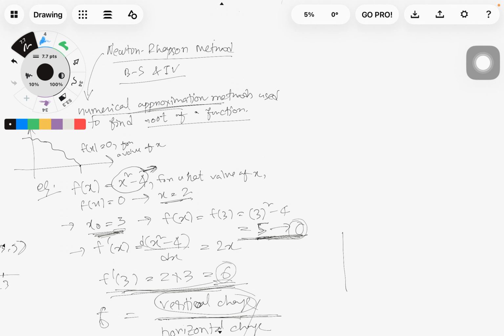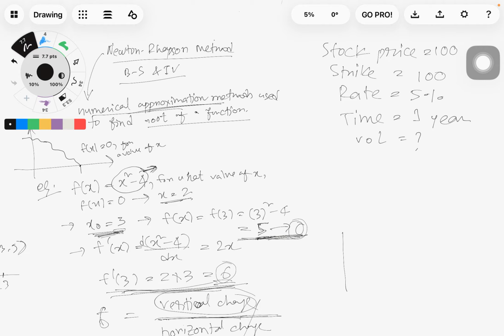Now let's say we are given data for a stock. For typical stock data, we would be given a stock price, let's say 100. Then we are given a strike price, which can be 100, just assumptions, a rate of something like 5%, and a time of something like 1 year. Now we don't know the volatility. And why?